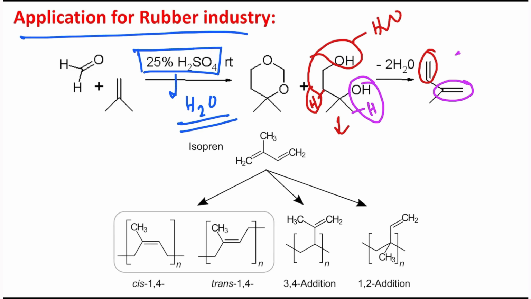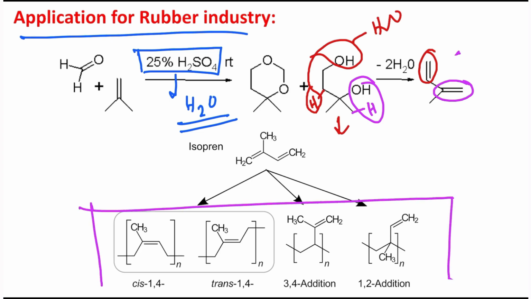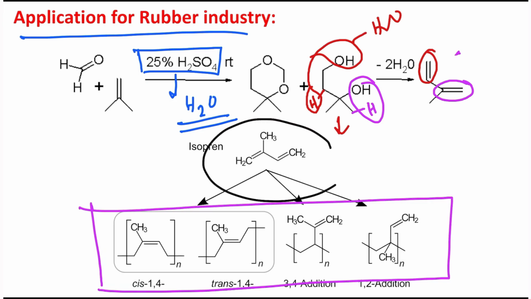How? So this isoprene can prepare these 4 types of polymer, you can see, and they are rubber. Further modification is also possible, but they are the main thing. So this is the basic component in the rubber industry, and that could be obtained using this Prins reaction.